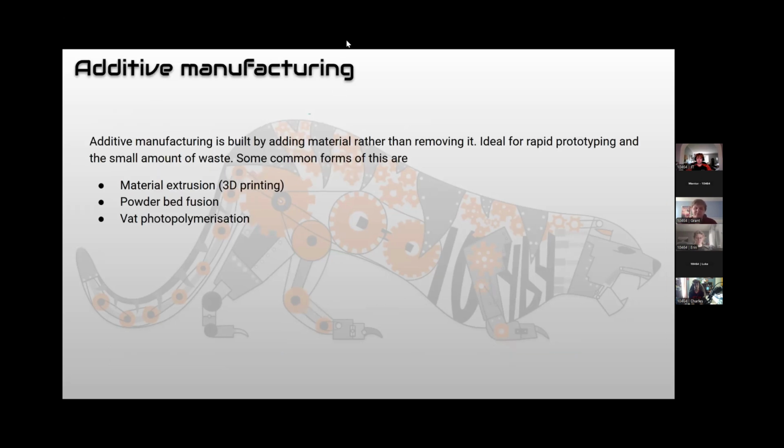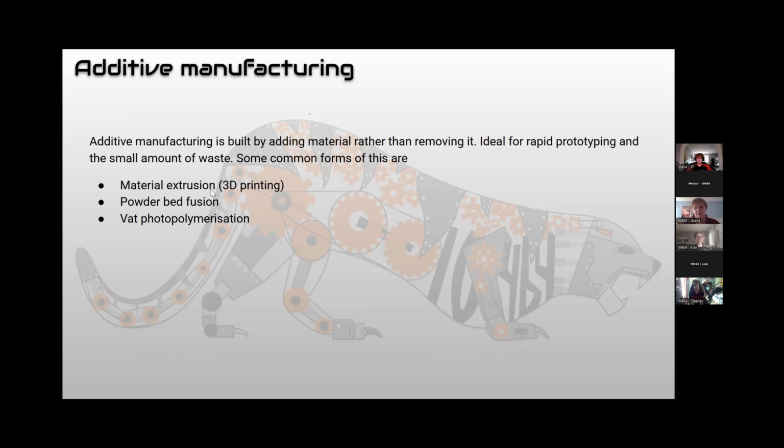So that was all of subtractive manufacturing. And now we're going to go into additive manufacturing, which is the other end of the spectrum. Instead of taking away from material, it adds to it. This is great for rapid prototyping and testing and generating a small amount of waste compared to subtractive.